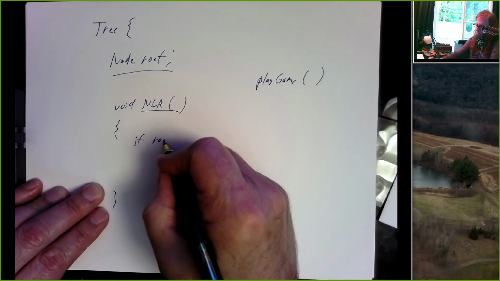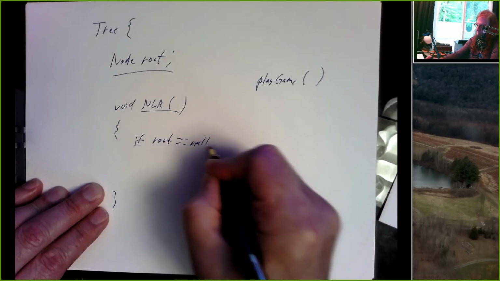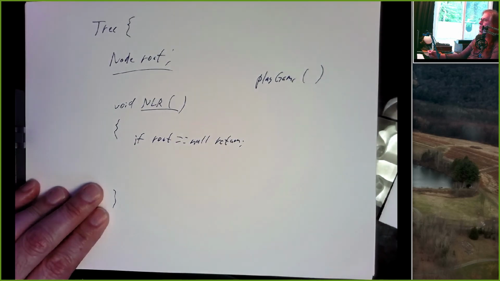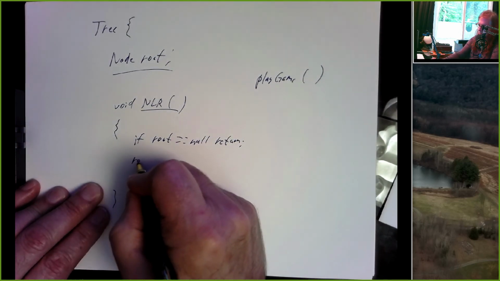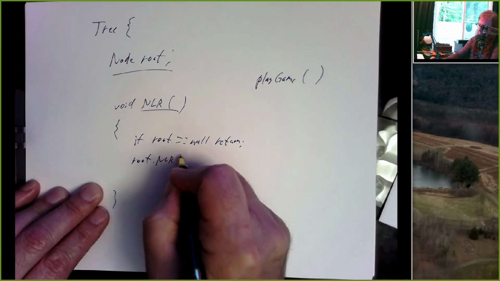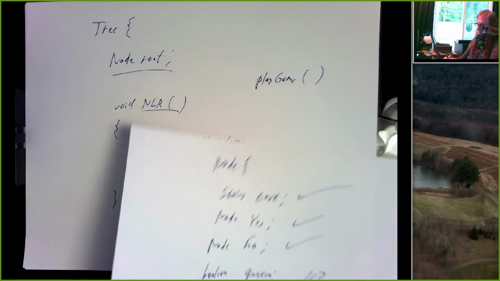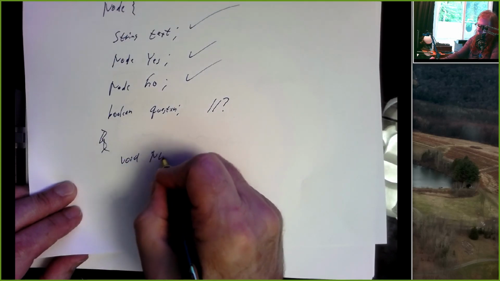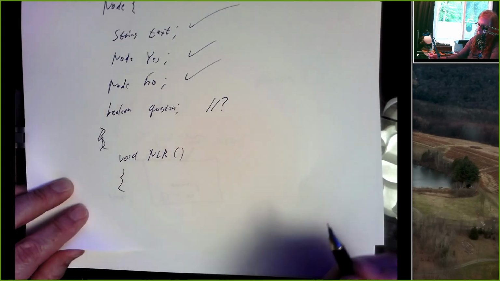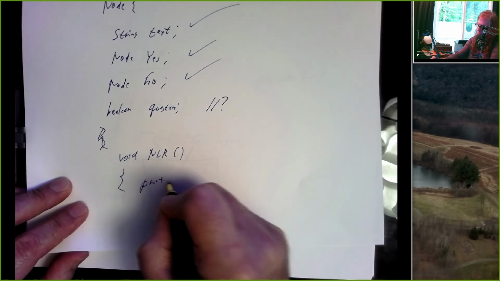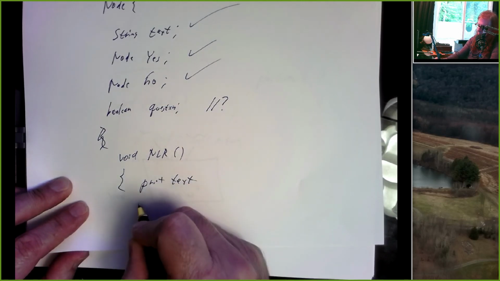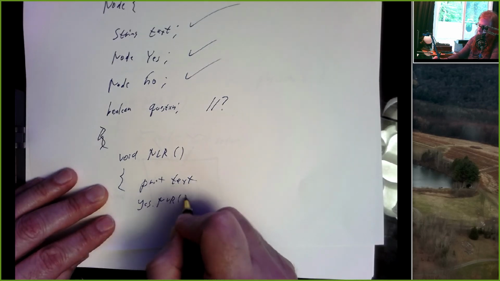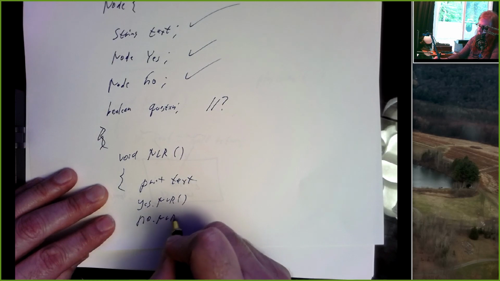If root equals null, just return. Otherwise, root.nodeLeftRight. And then in our node class, we can have a void nodeLeftRight, which says print the text, and then yes.nodeLeftRight and no.nodeLeftRight.